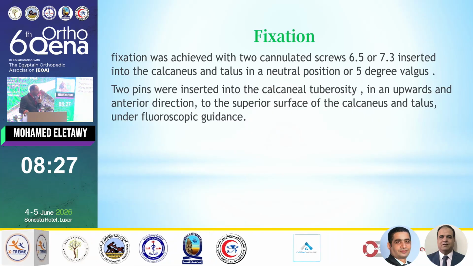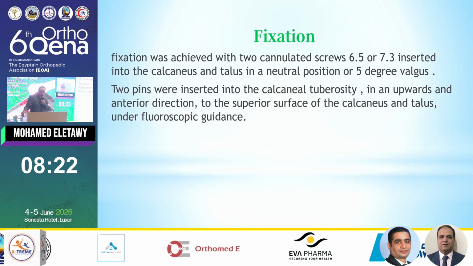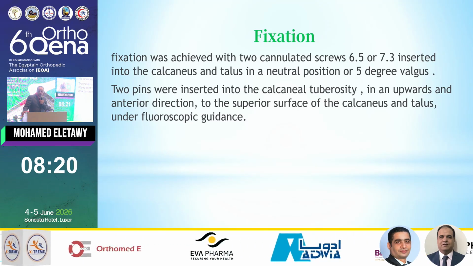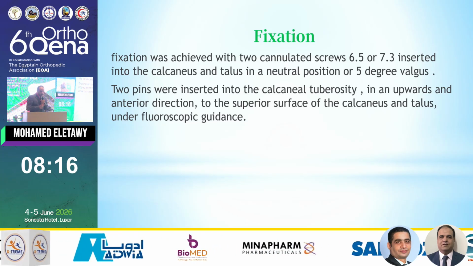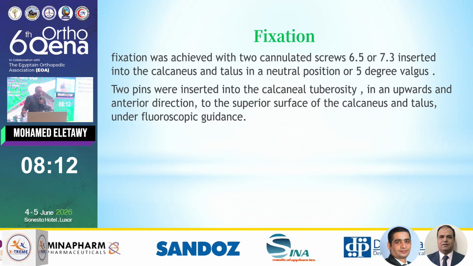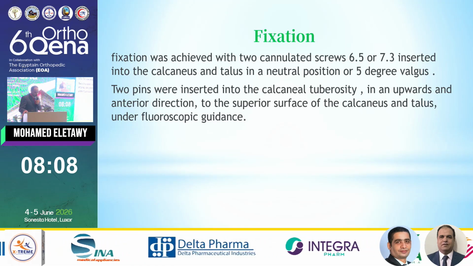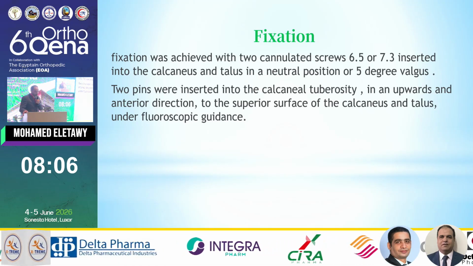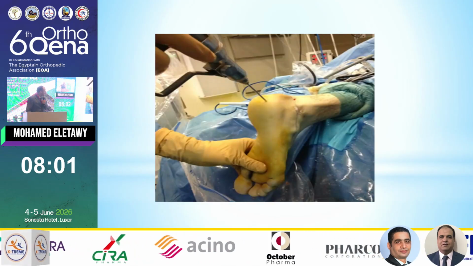How to fix? After preparation, how to fix? Fixation is achieved with two cannulated screws, either 6.5 or 7.3, inserted into the calcaneus and the talus in neutral position or 5-degree valgus. Two pins are inserted into the calcaneal tuberosity in an upward and anterior direction to the superior surface of the calcaneus and talus under fluoroscopic guidance. Like this.